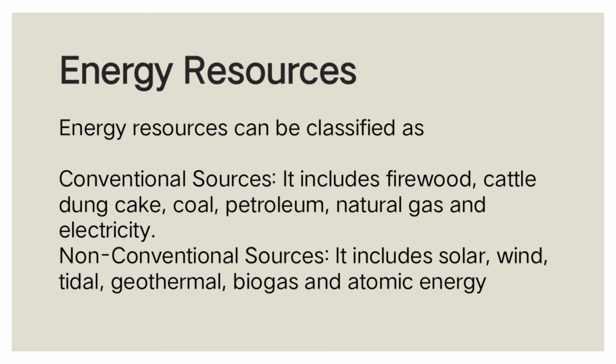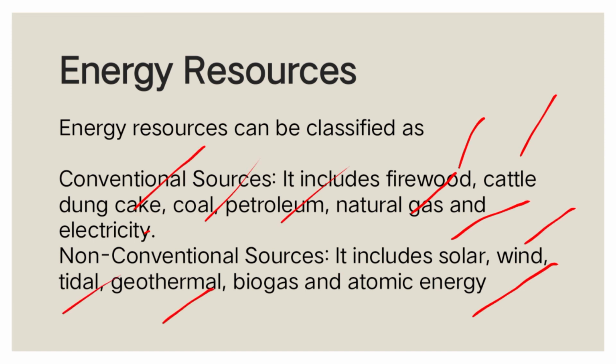Energy resources. These energy resources can be classified into conventional sources of energy and non-conventional. The ones which have been traditionally used: firewood, cattle dung cake, coal, petroleum, natural gas, electricity. These will be consumed totally, they will get over. And the ones which will remain forever as long as planet Earth exists: solar, wind, tidal, geothermal, biogas, atomic energy.